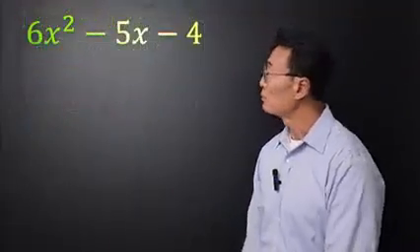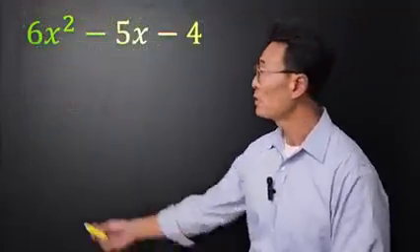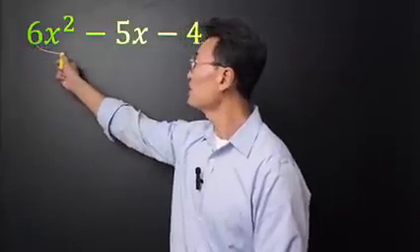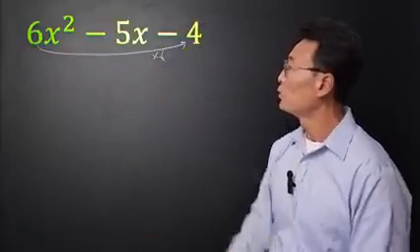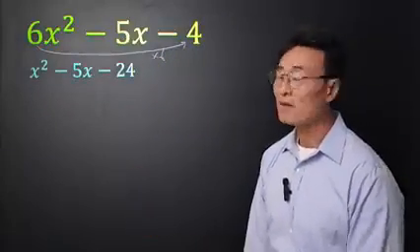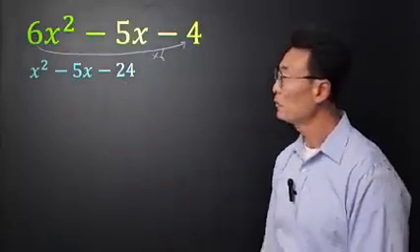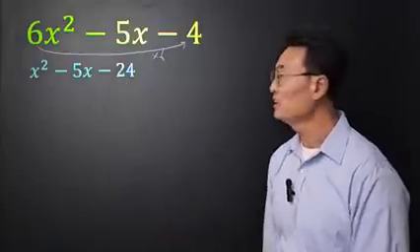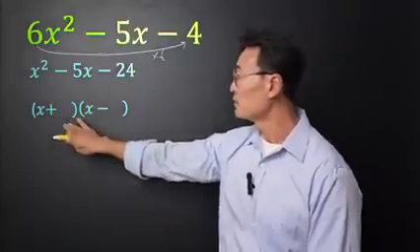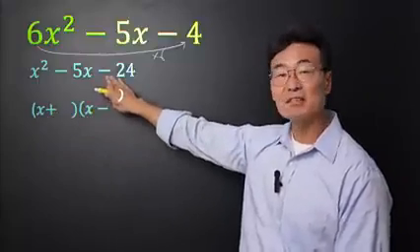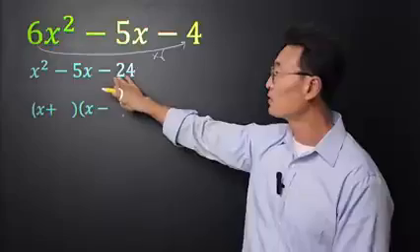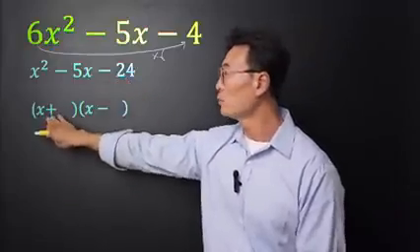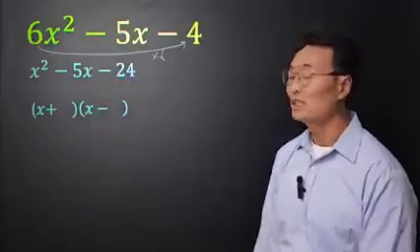Here's the second example. Just as in the first example, I'm going to take the leading coefficient, the 6, multiply to the c value, where we get x squared minus 5x minus 24. Next, we're going to factor this. And again, we get the x in the front. However, because the third term is negative, it's going to be plus minus. Again, whenever the third term is negative, we get 1 plus and 1 minus.